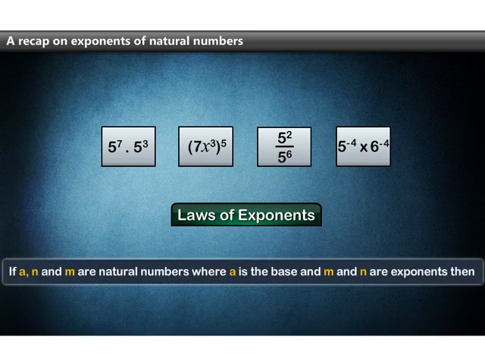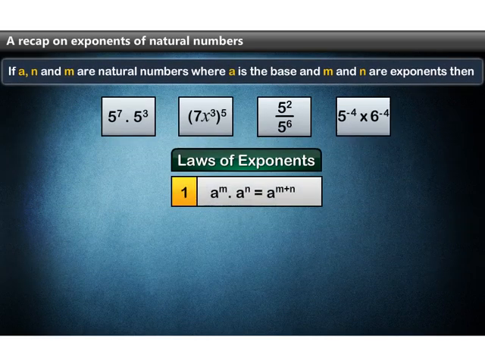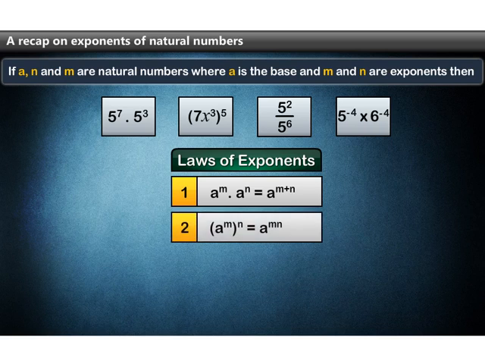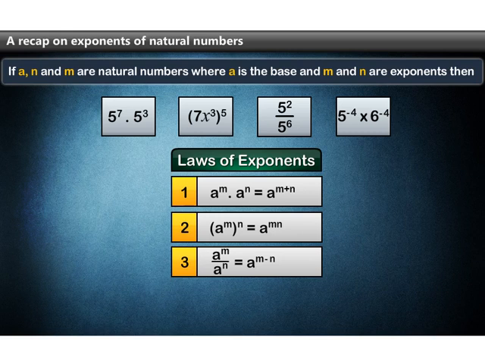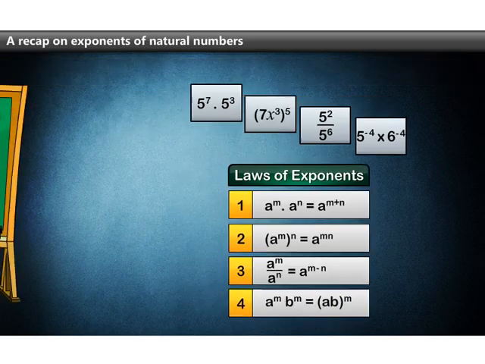If a, n and m are natural numbers where a is the base and m and n are exponents, then number 1, a^m into a^n is equal to a^(m+n). 2, (a^m)^n is equal to a^(m into n). 3, a^m by a^n is equal to a^(m minus n). 4, a^m into b^m is equal to (ab)^m.